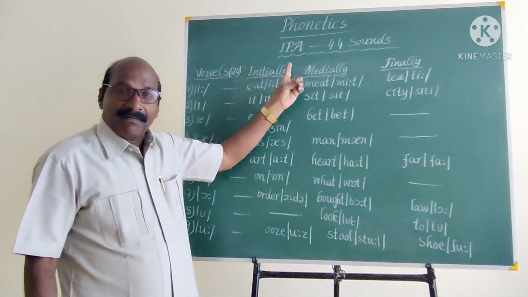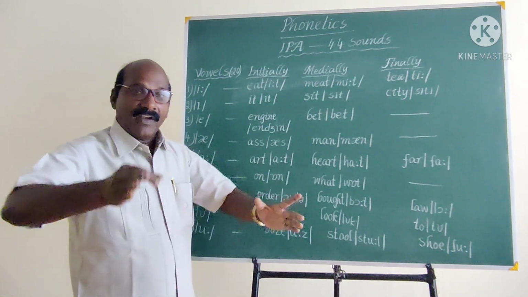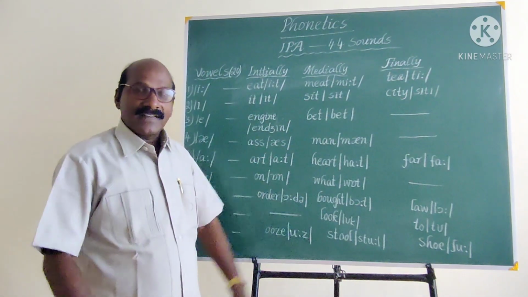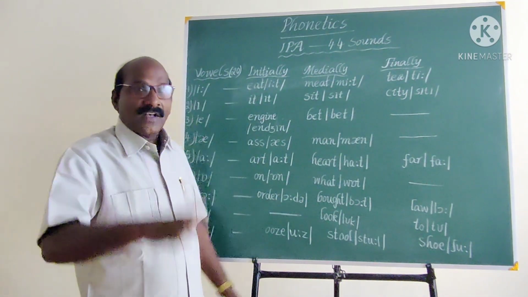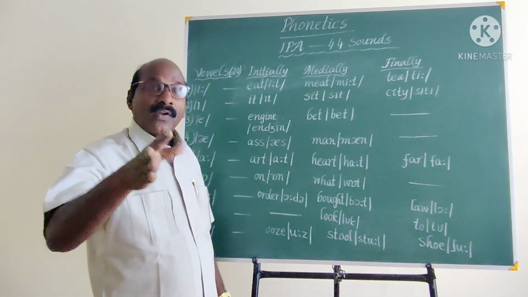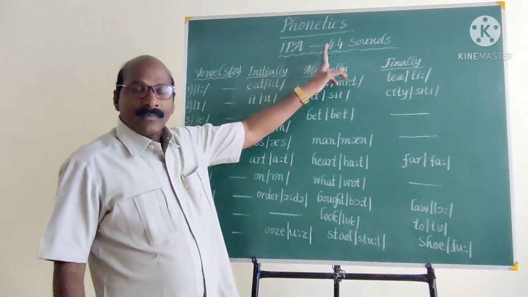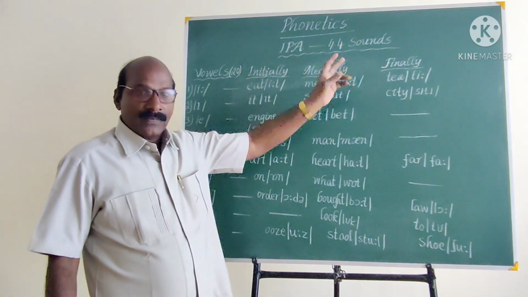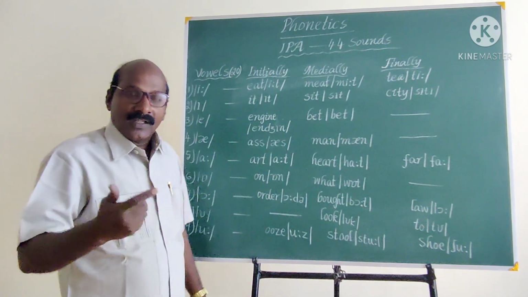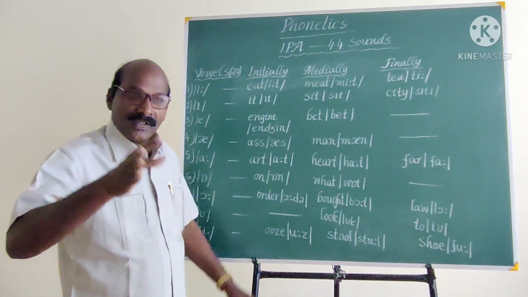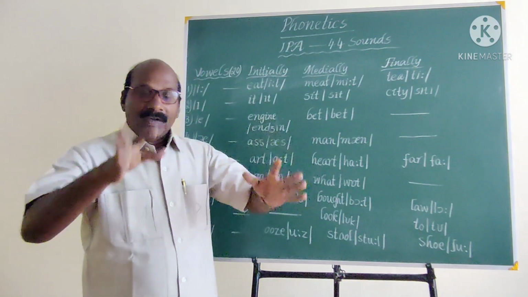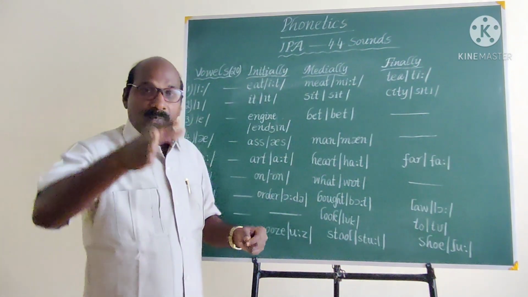The International Phonetic Alphabet is divided into two. One is vowels and the other one is consonants. Vowels are 20 and consonants are 24. Totally there are 44 sounds. Learn these 44 sounds and speak good English to win the applause of a number of people. There are only 26 letters, but we have 44 sounds in English.